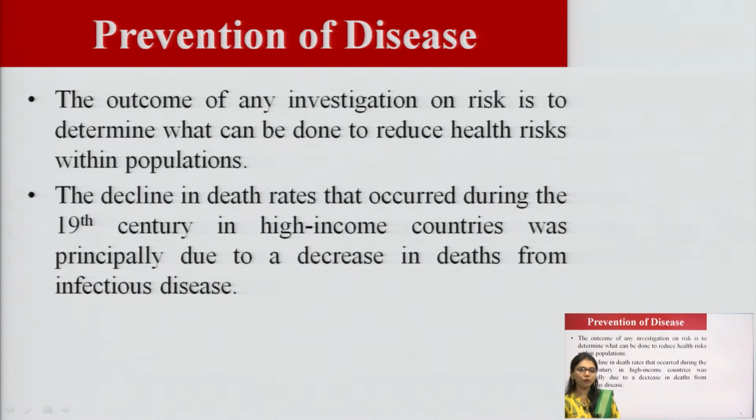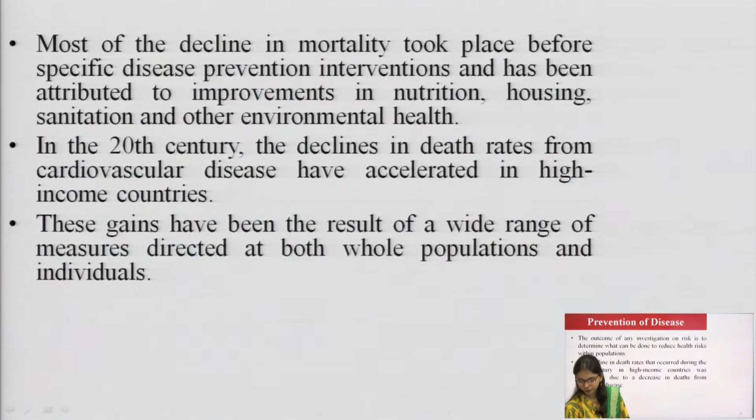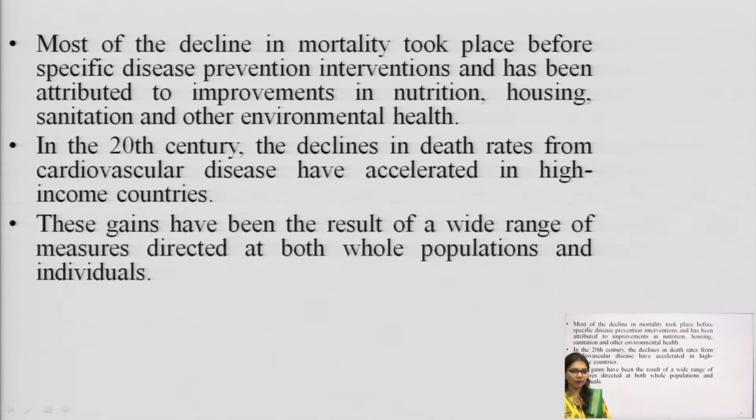Here the outcome of any investigation of risk is to determine what can be done to reduce the health risk within a population. The decline in death rate that occurred during the 19th century in high income countries was due to the decrease in death from infectious disease. Most of the decline in mortality took place before specific disease interventions, and is attributed to improvements in nutrition, housing, sanitation and other environmental health measures.